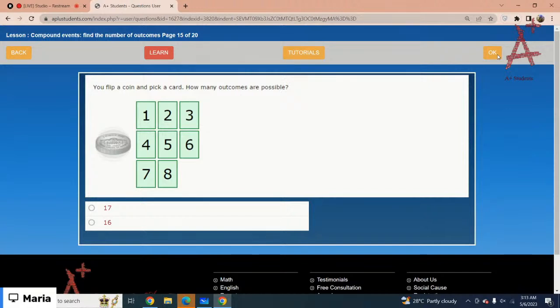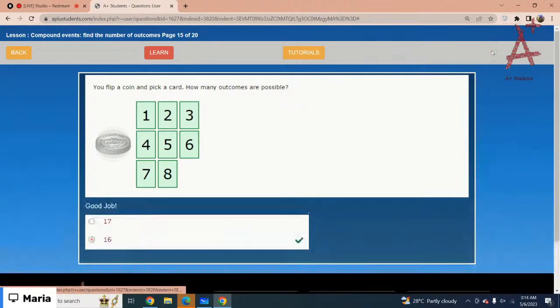Okay, you flip a coin and pick a card. How many outcomes are possible? It would be 8 times 2. That means the total outcomes are 16. So the correct option is 16.